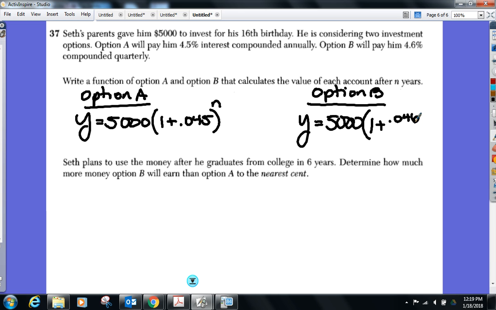But now that option B is compounded quarterly, which is how many times a year? 4. And guys, that rate at 4.6, that's for the full year. You don't get that 4 times a year. So you need to divide your rate by 4, since it's being cut into equal parts of 4. And when you raise it, it's not going to be raised to the n, because you're not doing it once a year. How many times are you doing it? 4 times a year. So it's not going to be n, it's going to be 4n, because you're getting this value 4 times a year.